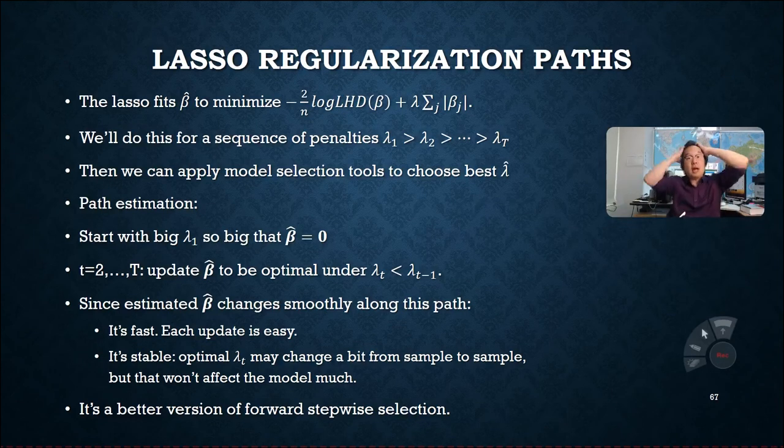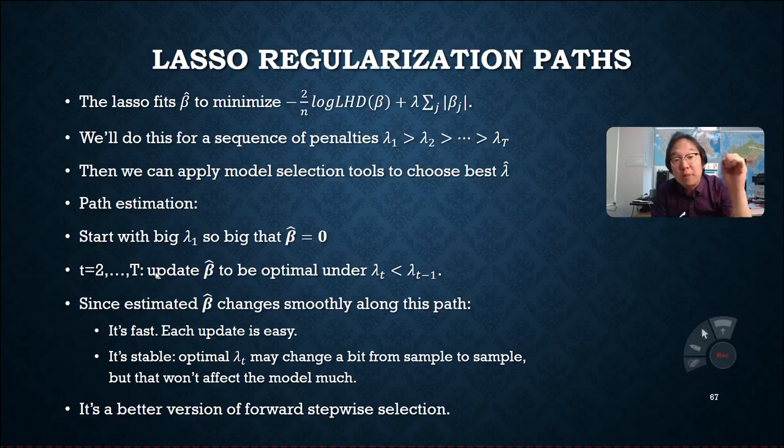The lasso fits beta hat to minimize that objective. We will do this for a sequence of penalties, lambda 1, lambda 2, all the way down to lambda T, big T. We start with a big lambda and then shrink it down. Remember, it has to be positive. Then we can apply model selection tools to choose the best lambda hat, where some criterion is satisfied, like AIC being minimized. At that lambda point we cut, and whatever betas are non-zero, we take. Those are our explanatory variables, and the variables that remain zero are garbage. That's our approach.